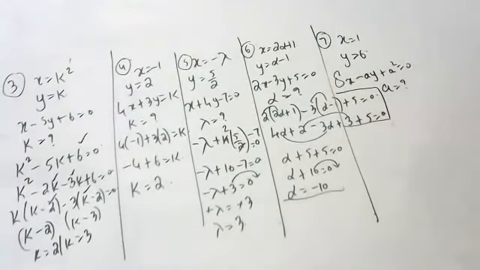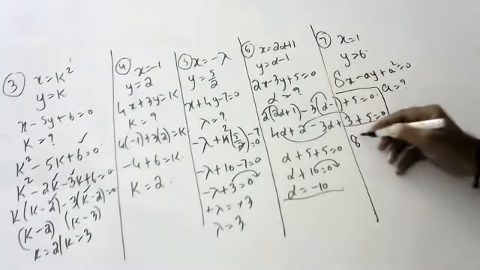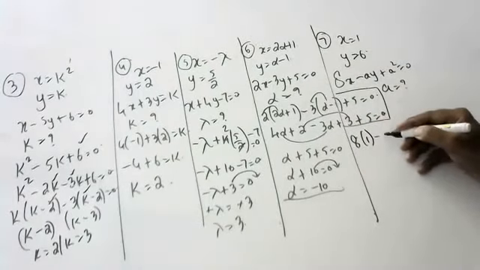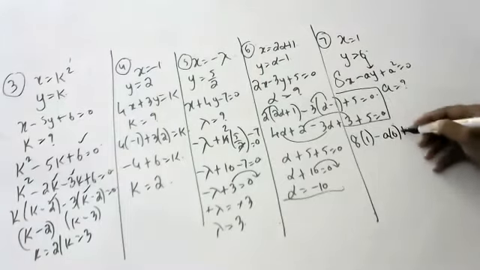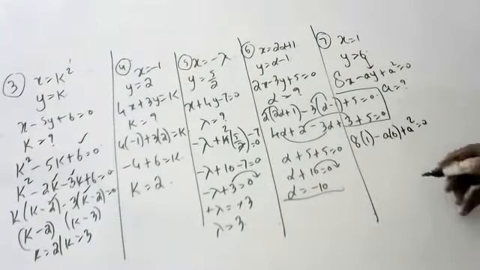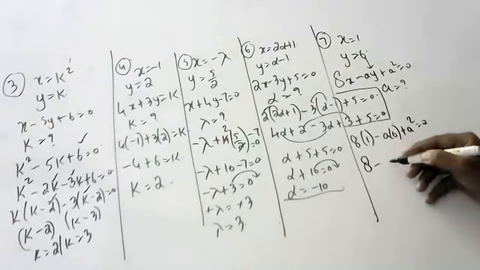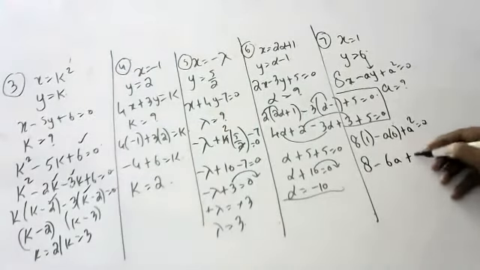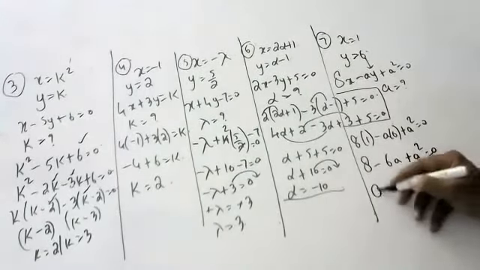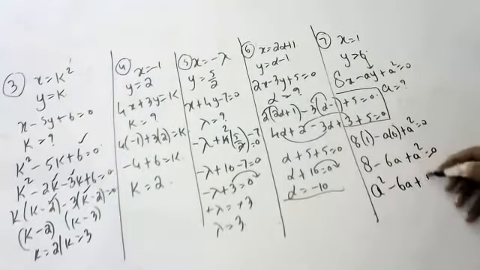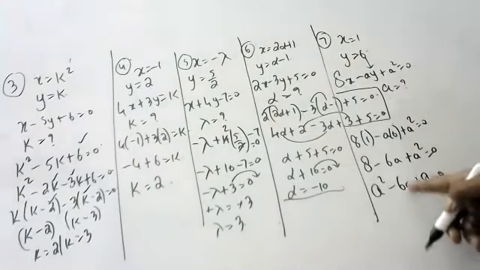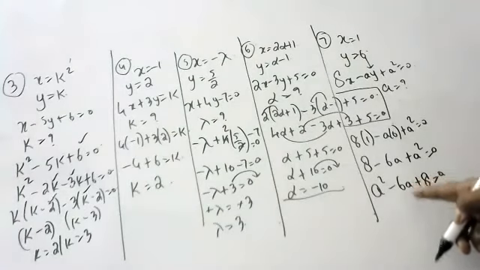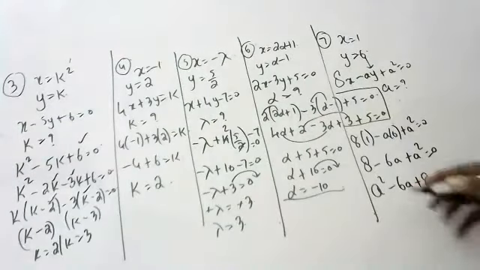Very easy. 8 into 1, 8, minus a into 6, plus a square is equal to 0. 8 minus 6a plus a square is equal to 0. Transposing, a square minus 6a plus 8 is equal to 0. Do you know how to split the middle term? 6 and 8 should come.